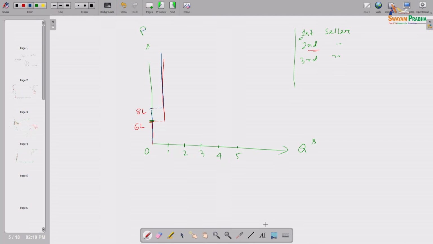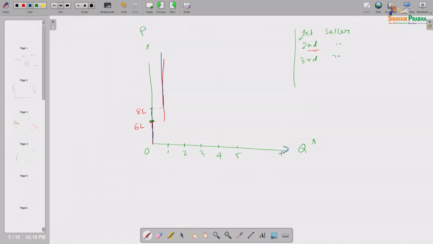In that way, different sellers' supply curves will be obtained, and if you want to get the market supply curve, we have to aggregate horizontally in exactly the same way, because we are measuring quantity on the horizontal axis. If we aggregate that, the market supply curve will be this kind of thing. So this is 6 lakh. Then there is a gap until this is 1. Then suppose this is 8 lakh, there is again a gap, this is 2, then gap, this, then gap, this.